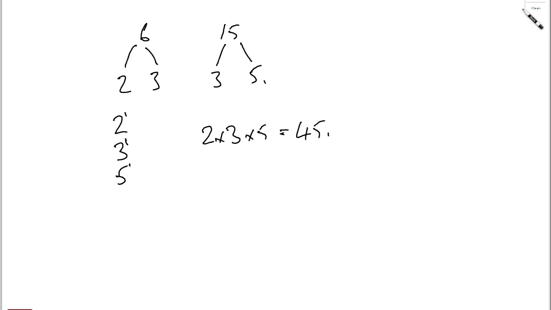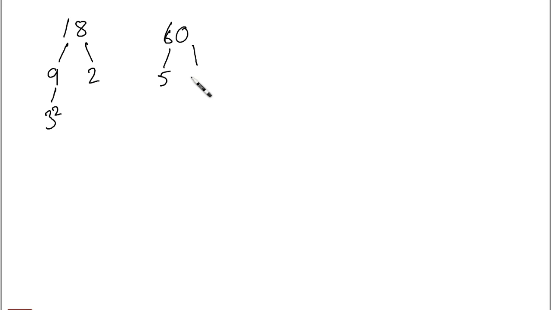So let's try slightly different numbers. Let's go with 18 and 60. 18 breaks down into, I'll do this in some little steps so you can see where things come from, 9 and 2. 9 breaks down into 3 squared. 60 breaks down into 5 and 12, and the 12 itself breaks down into 3 and 2 squared.